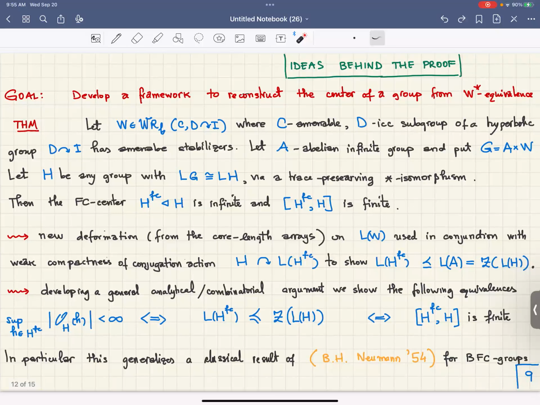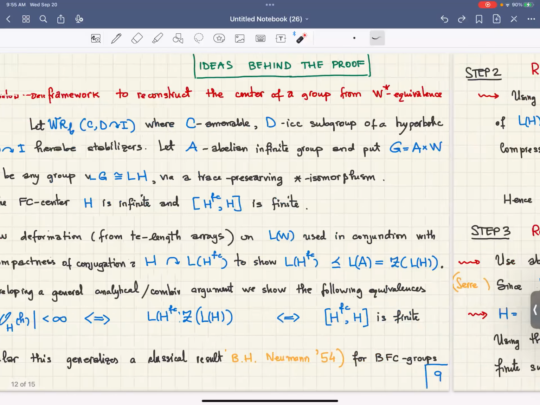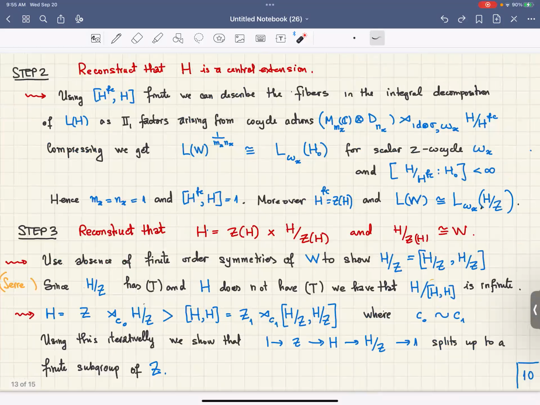So this is the first thing. The second step is to use the integral decomposition. You proceed to compute the integral decomposition of this algebra, and you use the fact that this group is finite, and you can show that the fibers are essentially a semi-direct product of the quotient acting on finite dimensional algebras. I mean, a semi-direct product like cocycle actions. That's what you can compute.